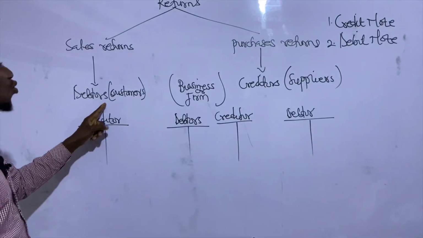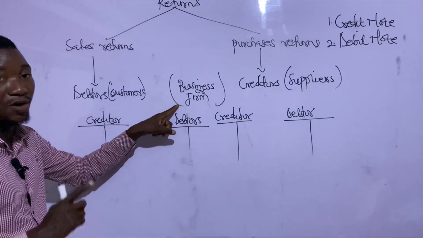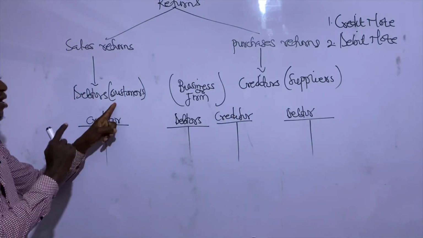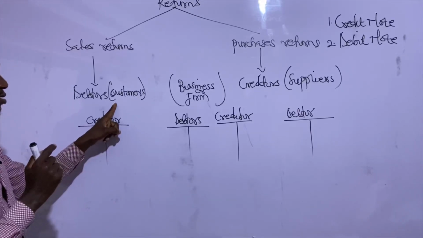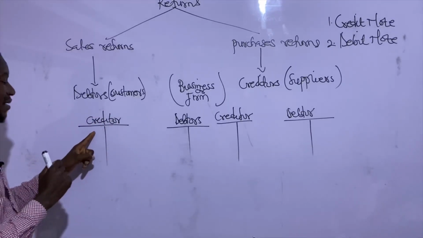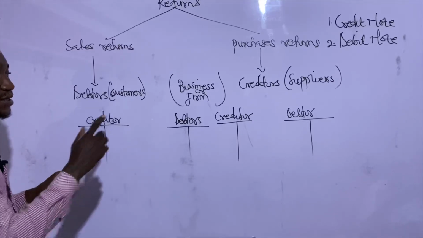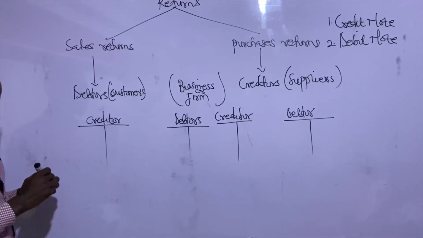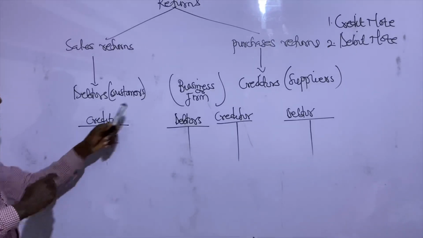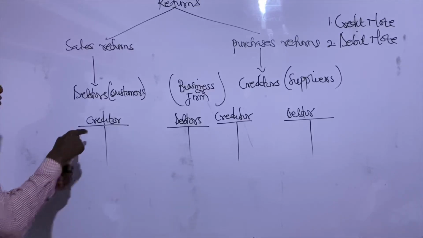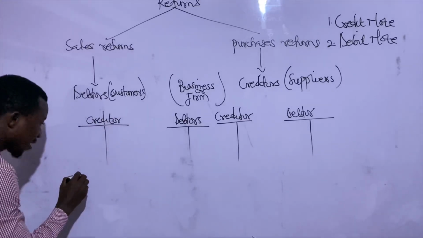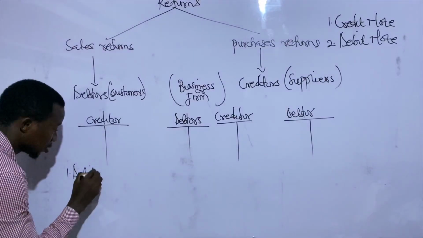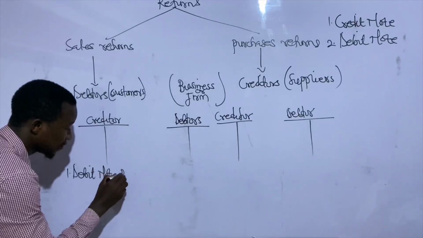So when customers return goods to the business because of several reasons, then the customer will send a note to the business, and that note is what we call a debit note, telling the business or the firm that his account with the debtor has been debited. So the firm will receive that note called a debit note received. So we will have what we call debit note received.